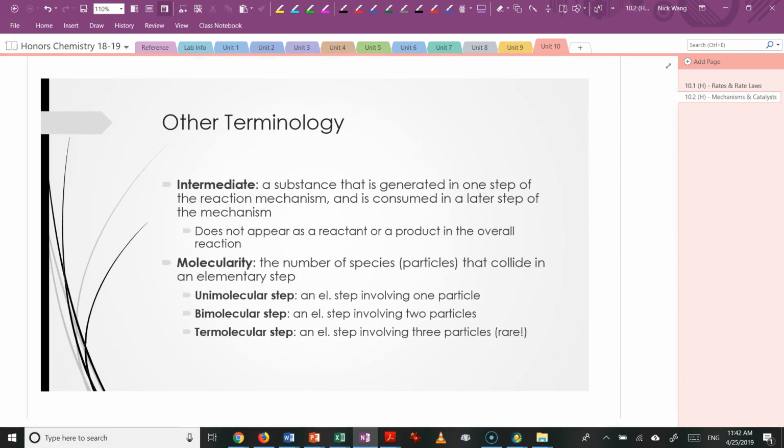Some other terminology: molecularity. Molecularity is the number of species, meaning particles, that collide in an elementary step. The number of particles that all have to collide to make it work. So you have unimolecular, meaning an elementary step that involves just one particle doing something. It doesn't have to collide with another particle; it just does something itself, like breaks apart. Bimolecular means an elementary step that involves two particles that collide with each other, and termolecular is an elementary step involving three particles, which is fairly rare.